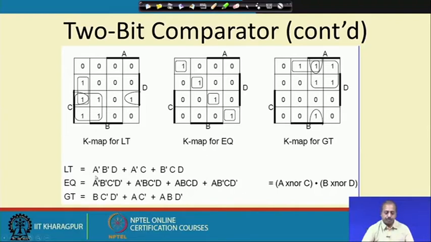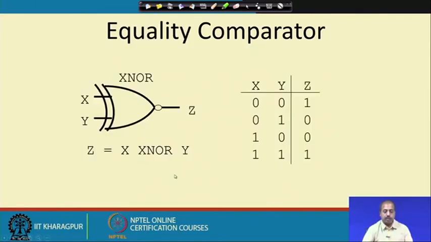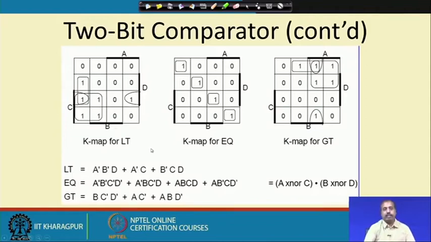So, this way I can do it. If you look at this equality more carefully, you can find that it can also be written as A XNOR C and B XNOR D. So, this is the equal. That way we can draw the corresponding truth table, and from there I can get the logic functions realized in terms of basic logic gates.